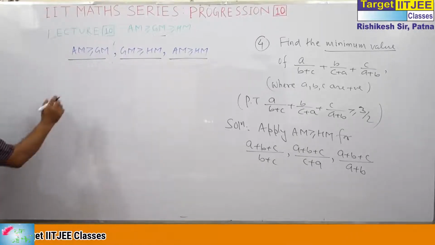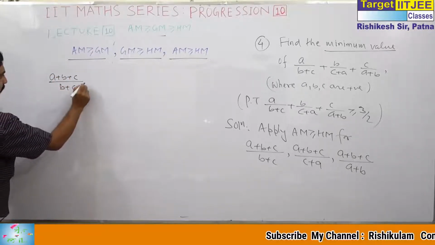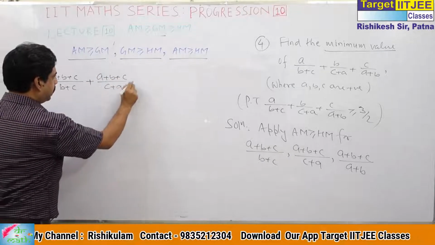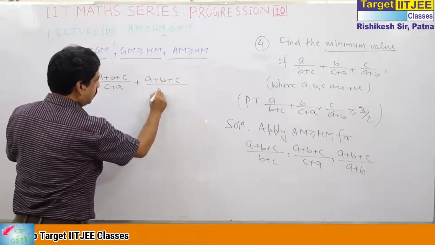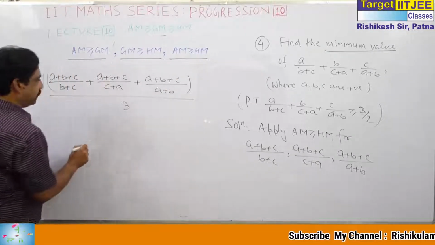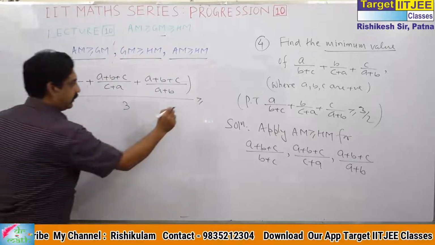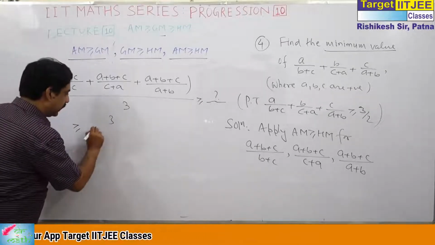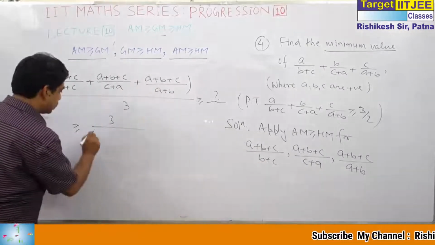What is the arithmetic mean of this? This is A plus B plus C by B plus C, plus A plus B plus C by C plus A, plus A plus B plus C divided by A plus B, whole divided by 3. This is the arithmetic mean. And it is greater than or equal to the harmonic mean, which is 3 by 1 by x. This means the reciprocal of this.